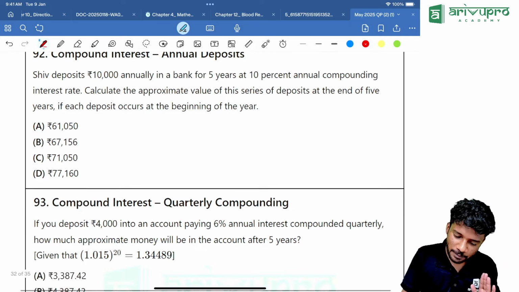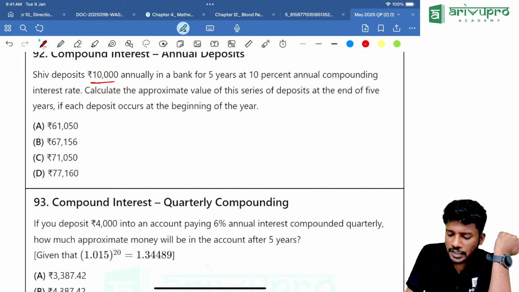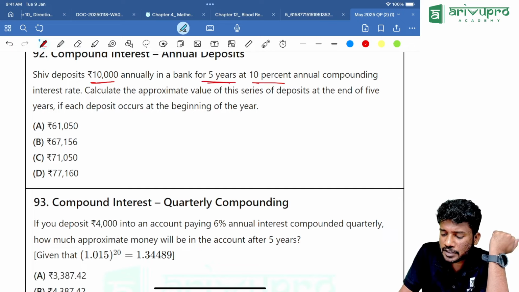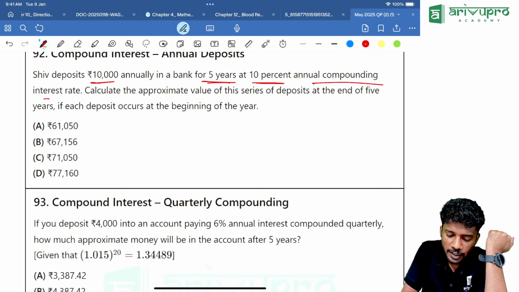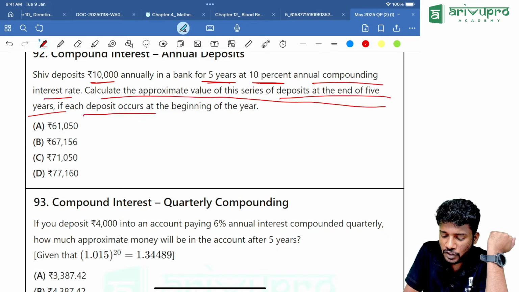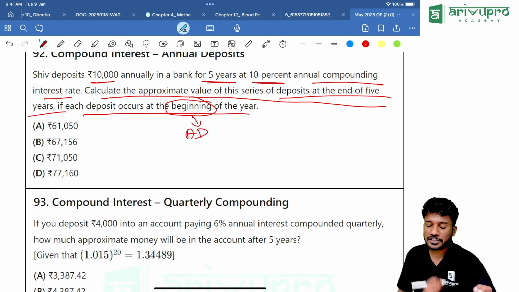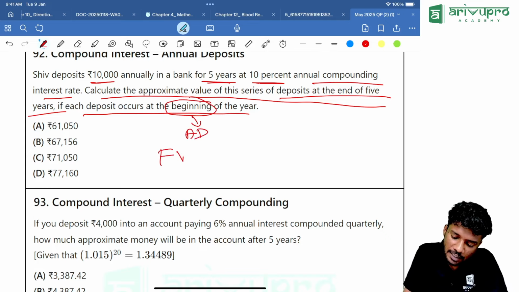Okay, next one. Shiv deposits 10,000 annually in a bank for 5 years at 10% annual compounding interest rate. Calculate approximate value of this series of deposits at the end of 5 years, if each deposit happens at the beginning of year. Beginning of year means annuity due. So it is the future value of annuity due.